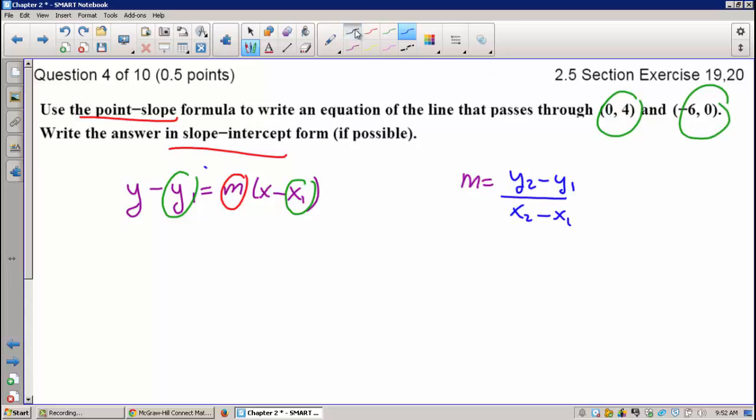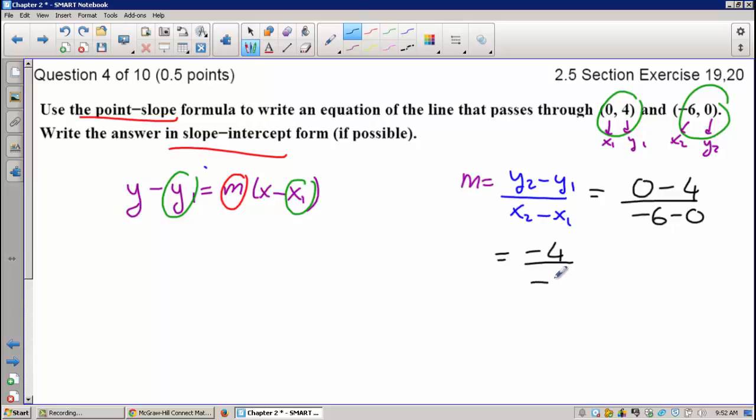What is x1, x2, y2, y1? This is x1, that's y1, x2, y2. I will just replace them now. y2 seems like 0, y1 is 4, x2 is minus 6, x1 is 0. So 0 take away 4 is negative 4. Negative 6 minus 0 is negative 6.